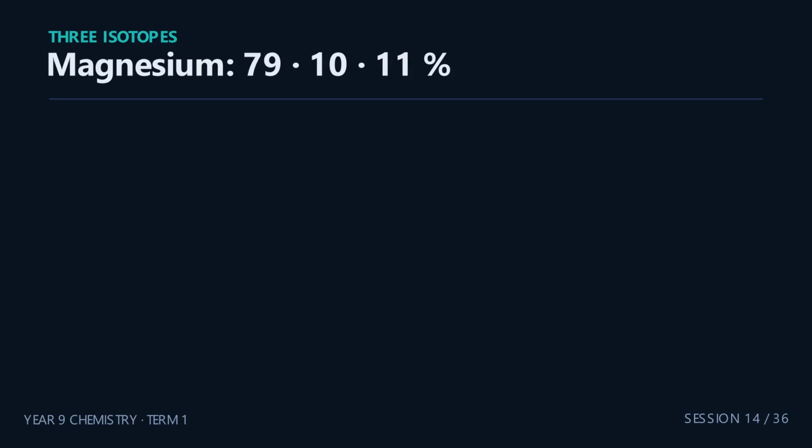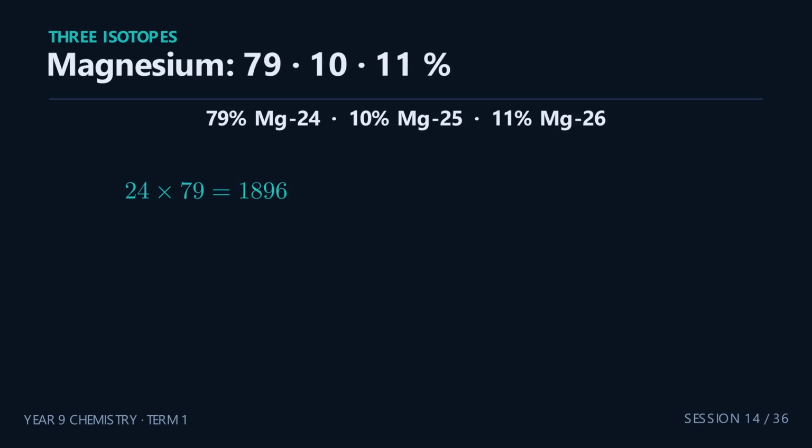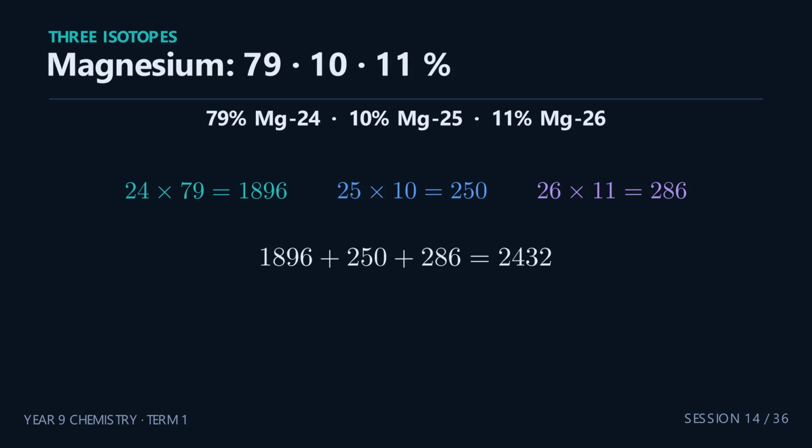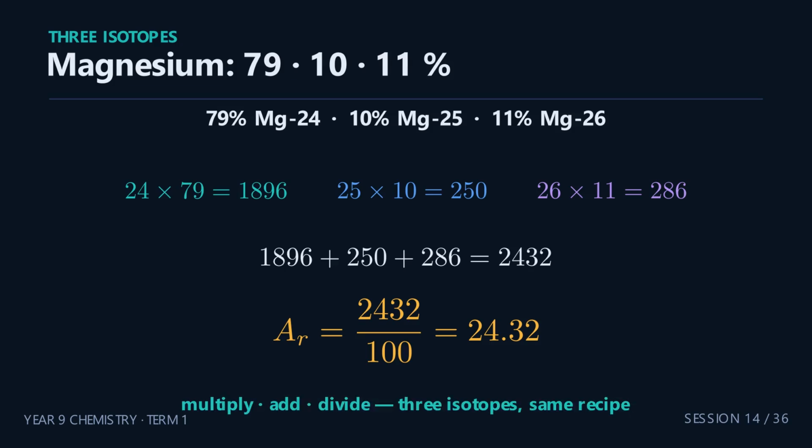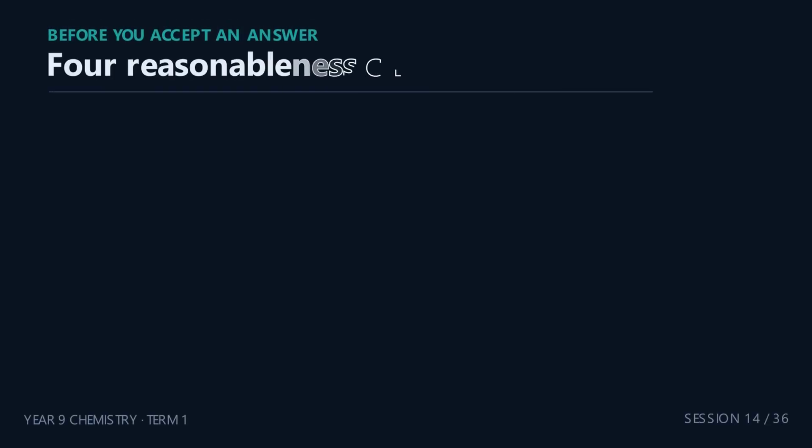A 3-isotope example: magnesium. 79% magnesium-24, 10% magnesium-25, 11% magnesium-26. 24 times 79, 1,896. 25 times 10, 250. 26 times 11, 286. The total is 2,432. Divide by 100, 24.32. 3 isotopes, same recipe. Multiply, add, divide. Before you accept any answer, run 4 reasonableness checks.